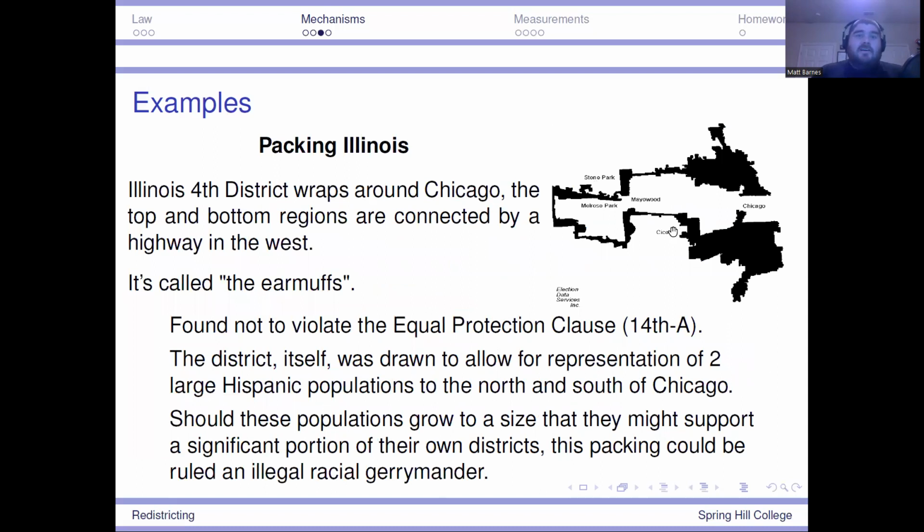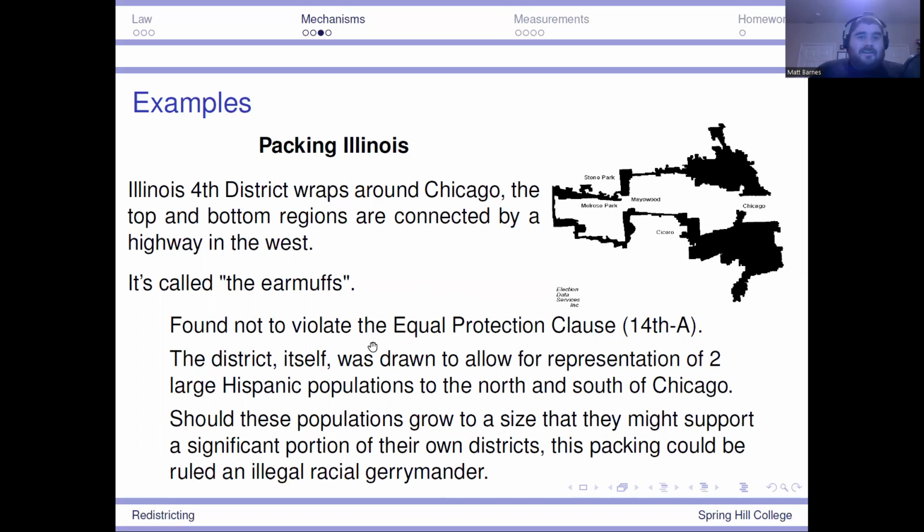This is Illinois. This is an actual district. It is wild. This is the 4th district of Illinois, and it wraps around Chicago. So Chicago's here in the middle. It goes all the way around and gets the top and the bottom here. Jokingly, this is called the earmuffs district because if you have quite the imagination or your eyes are very blurry, you can imagine this being some earmuffs turned to the side.